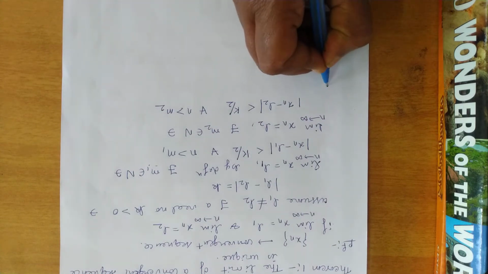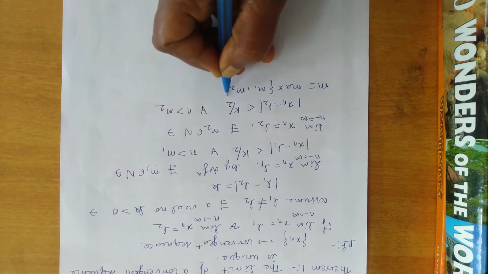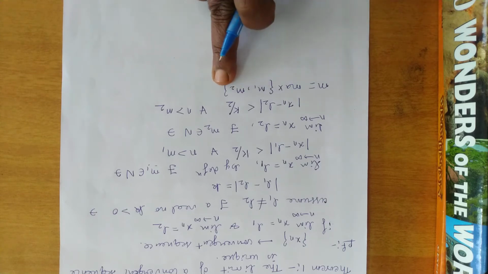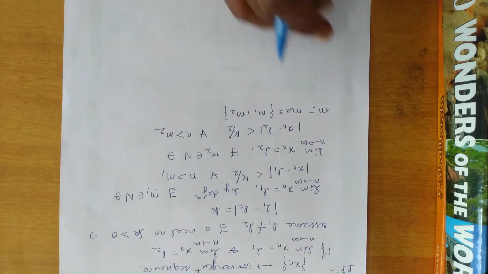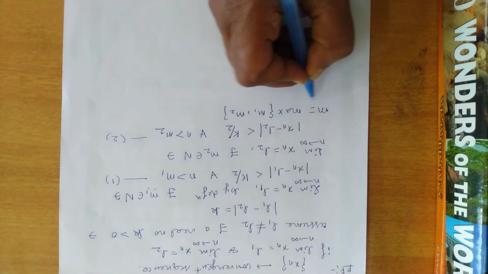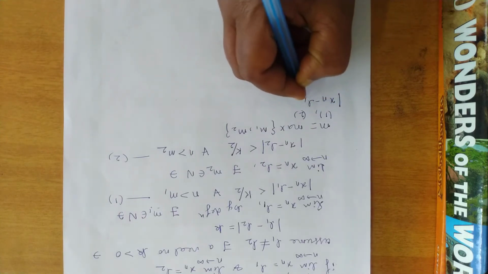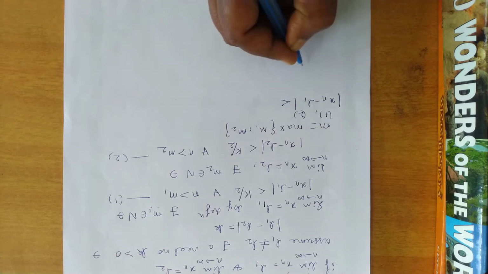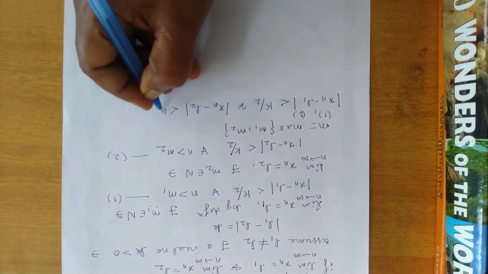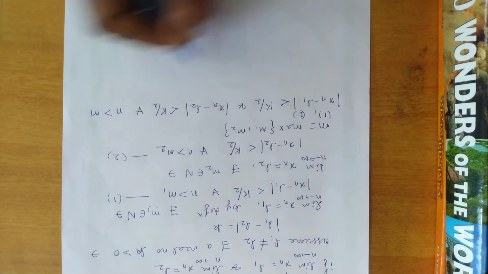Now let us take m. What is m? m is the maximum of m1 and m2. That means m exceeds both m1 and m2. Now let me consider this equation as 1 and this as 2. Now from 1 and 2, what do we have? The modulus of xn minus L1 is less than k by 2, and the modulus of xn minus L2 is less than k by 2. This is for all n greater than m. Since we have taken the maximum, n is greater than m.